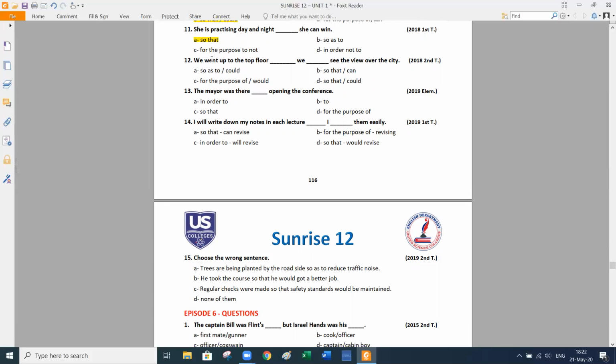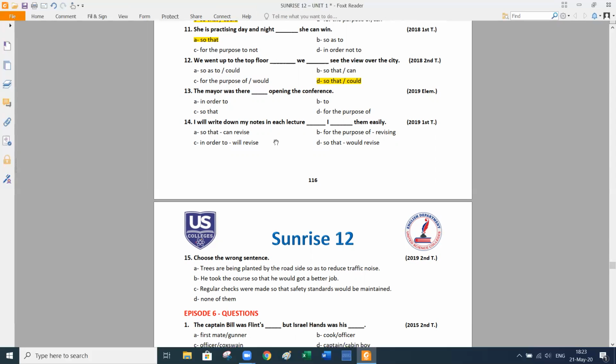We went up. Yes, past tense is used. To the top floor. So that we could see would be our answer. Okay? Because can is about present ability, but could is used about past ability. And because the sentence is in the past tense, I need to use the past form of can, not present.